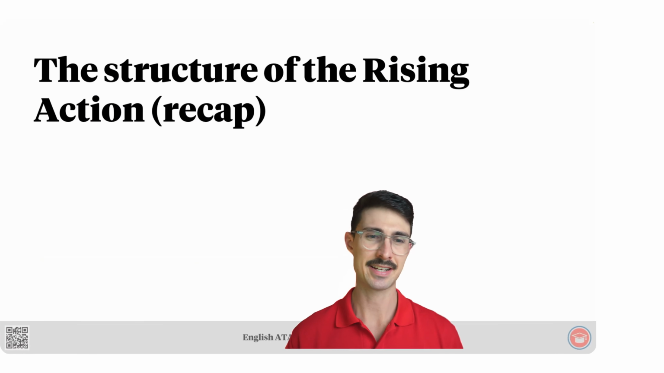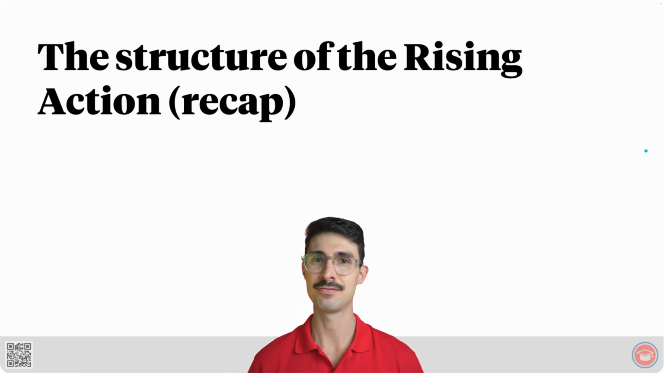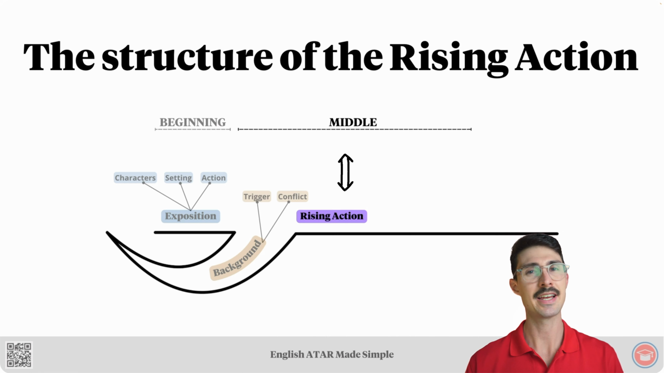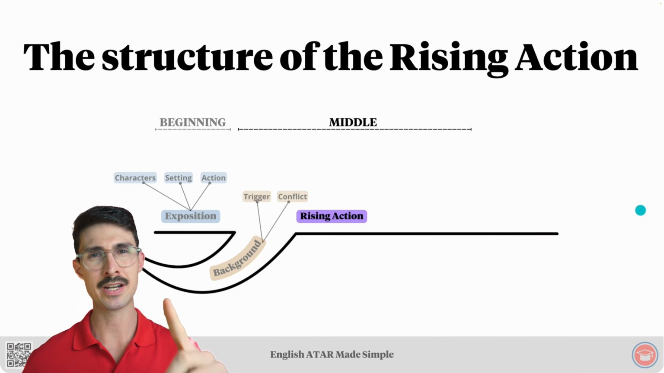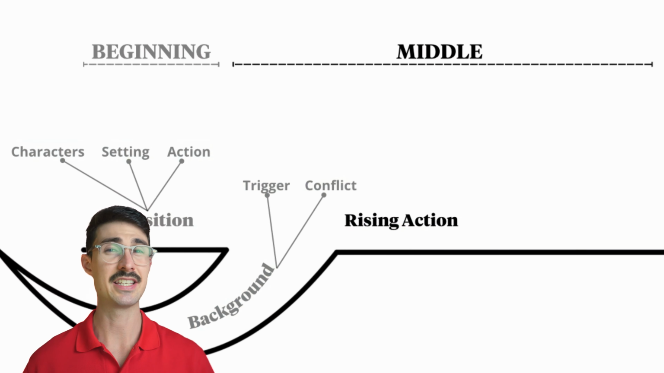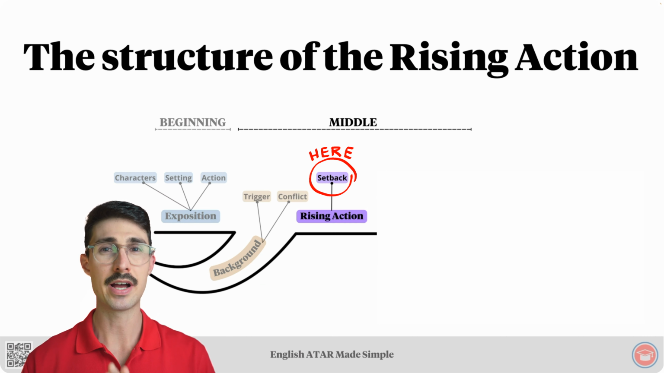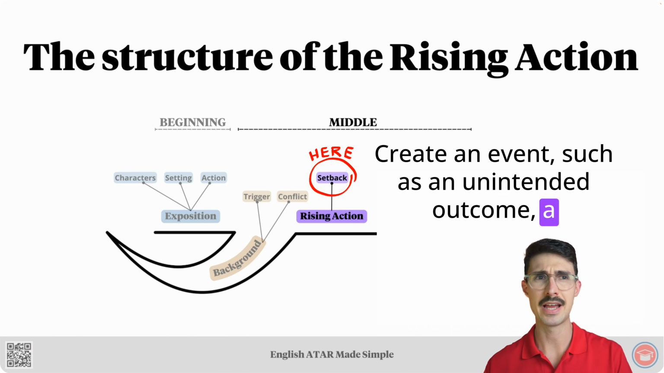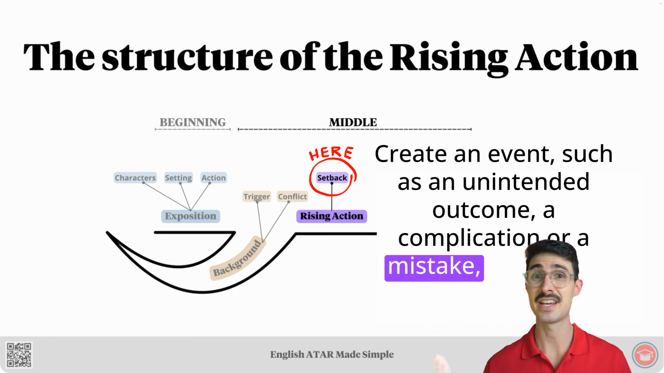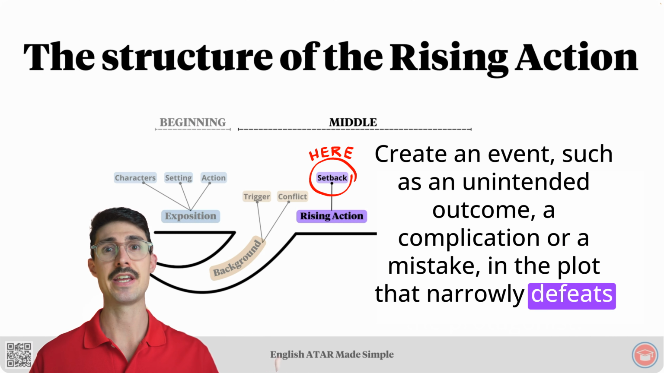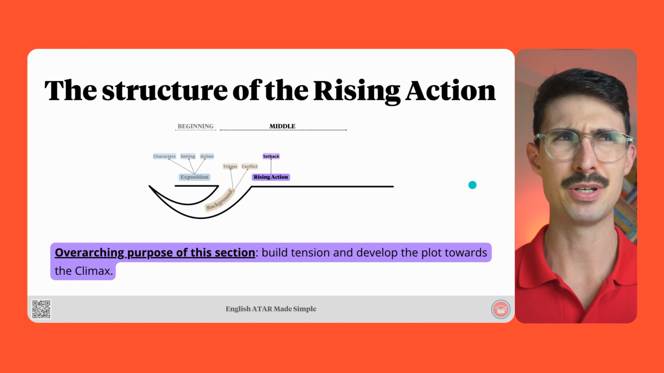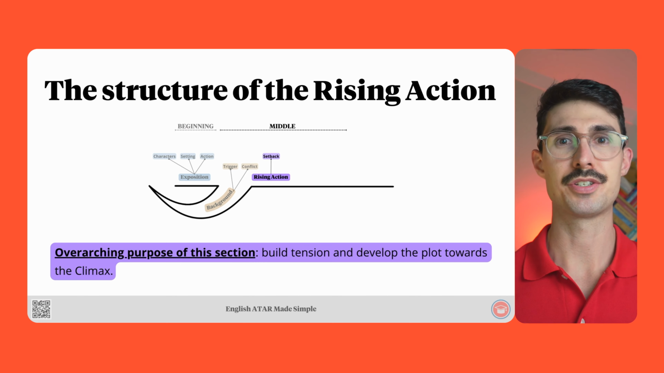The next section is the rising action. The rising action is using a little bit of purple, and it represents the second section of the middle part of the inverted claw. Its one element or ingredient is the setback. The setback requires you to create an event, such as an unintended outcome, a complication, or a mistake, in the plot that narrowly defeats the protagonist. Overarching purpose of this bad boy is to build tension and develop the plot towards the climax.